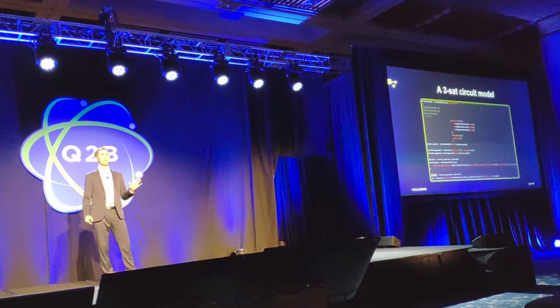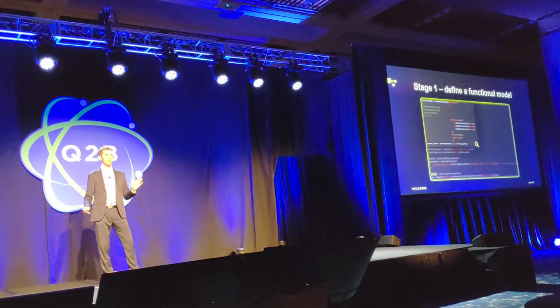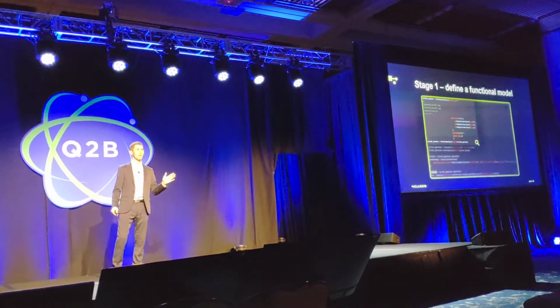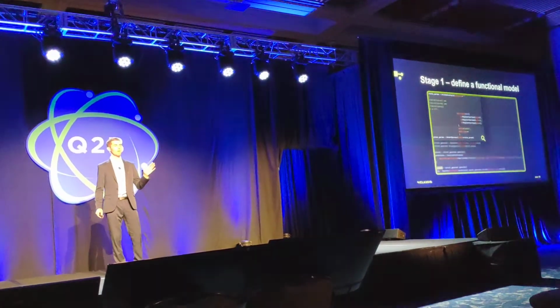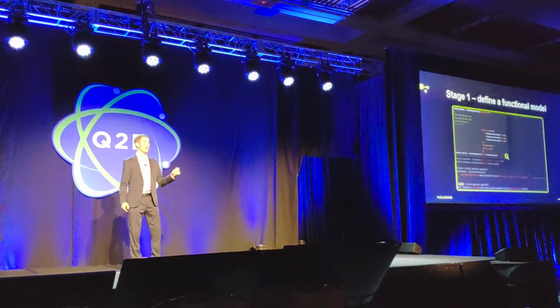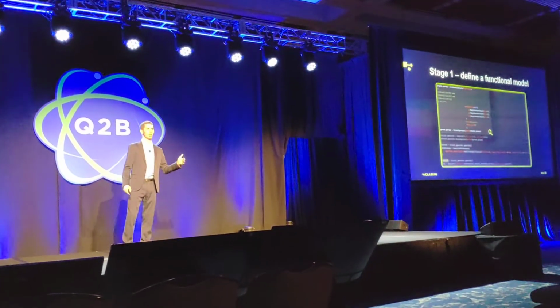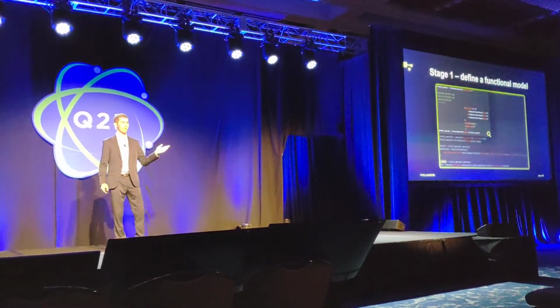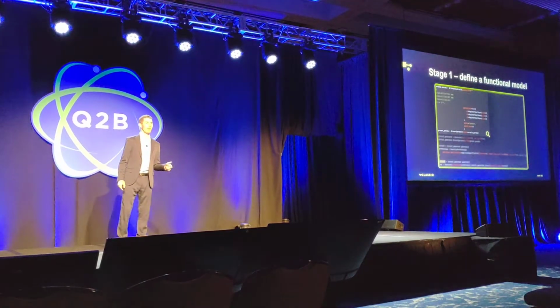Basically, you divide the development into three steps. First, you define the high-level functional model. In this case, you only define what the SAT equations are that should be met. In this case, it's very simple, only three of them, right?